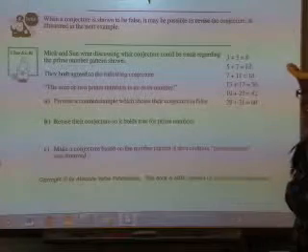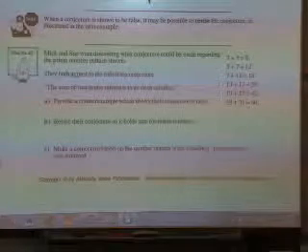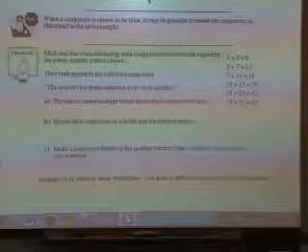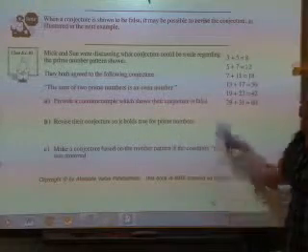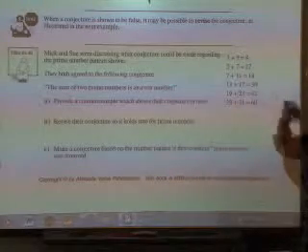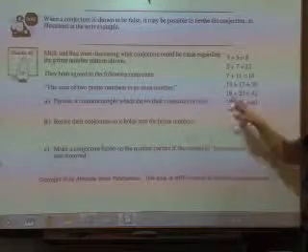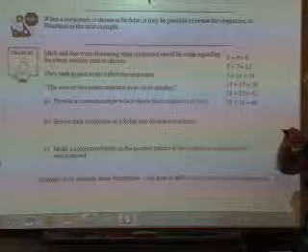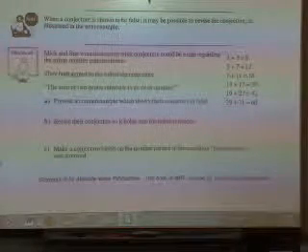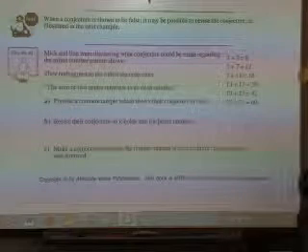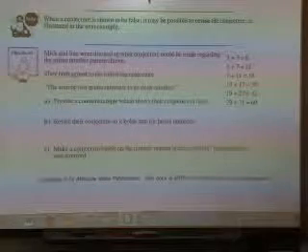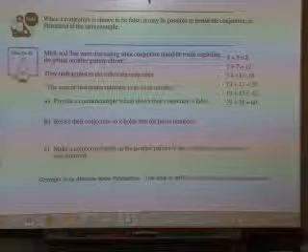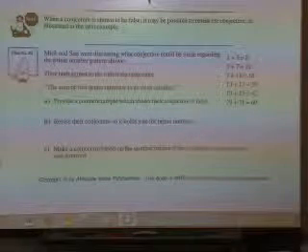Mick and Sue are discussing the conjecture that could be made regarding the prime number pattern shown. These are all prime numbers. 3 plus 5 is 8, 5 plus 7 is 12, 7 plus 11 is 18, 13 plus 17 is 30, 19 plus 23 is 42, and 29 plus 31 is 60. So they both agree to the following conjecture: the sum of 2 prime numbers is an even number. Can you give me a counterexample?